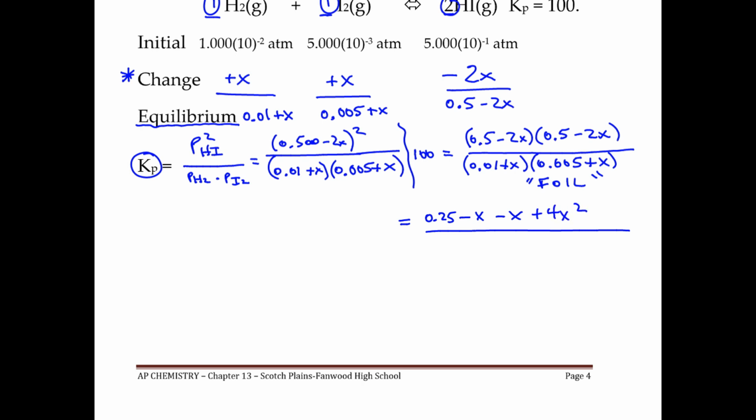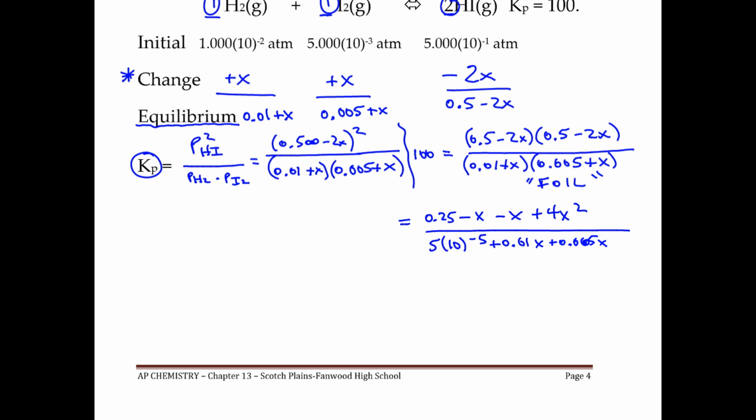Okay, do the same thing for the denominator. First, our 0.01 times 0.005. That comes out to be 5 times 10 to the -5th. Then you're going to do your outers, 0.01 times x, which is going to be 0.01x. Then you're going to do your inners, which is going to be x times 0.005. So it's going to be plus 0.005x.